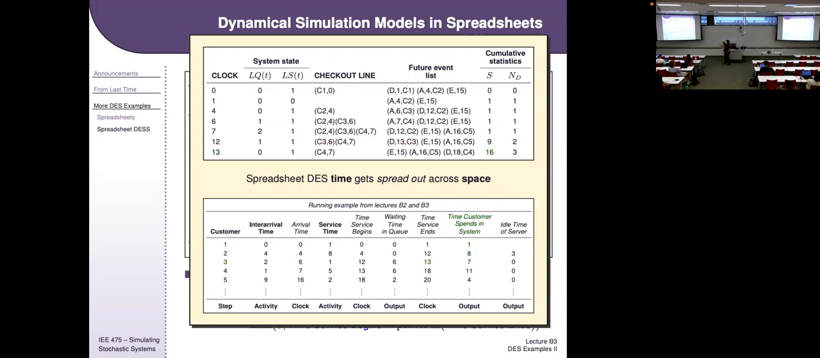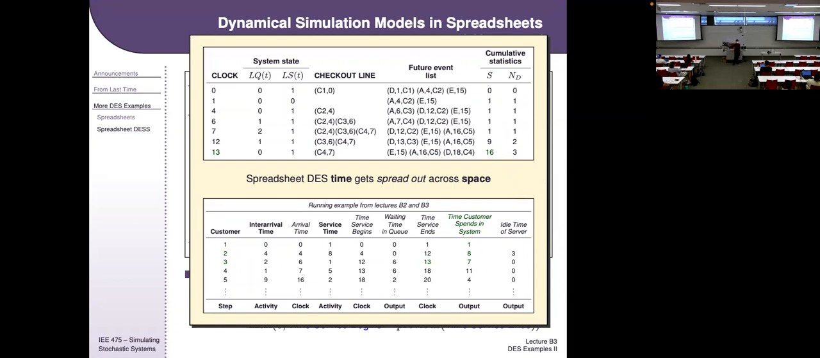I can then say, well, it looks like at clock 13, there were 16 minutes of service accumulated for the 3 customers who departed. Well, in that case, I can go down and see, okay, 3 customers. How long did each one spend in the system? 1 plus 8 plus 7. Well, that's 16. So that's where I get that 16 up there.